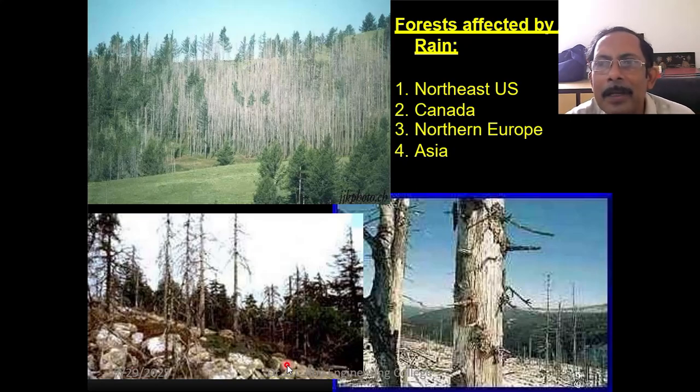Forest is also getting affected by acid rain. On the left hand side you can see the forest, and after the constant acidic rainfall, the situation you can see at the bottom. So this type of forest is becoming damaged. It is more or less getting devastated, you can say.